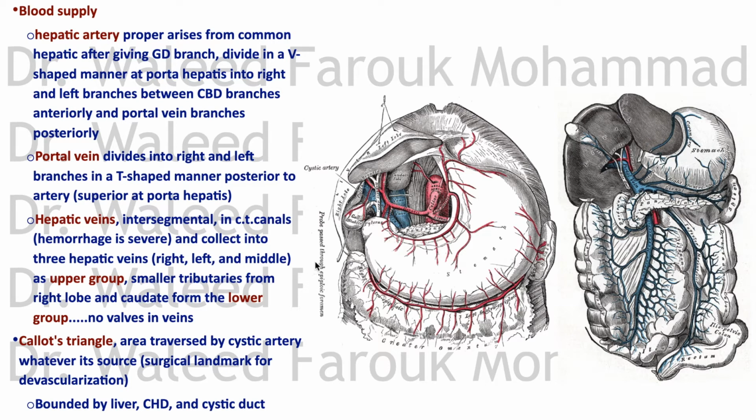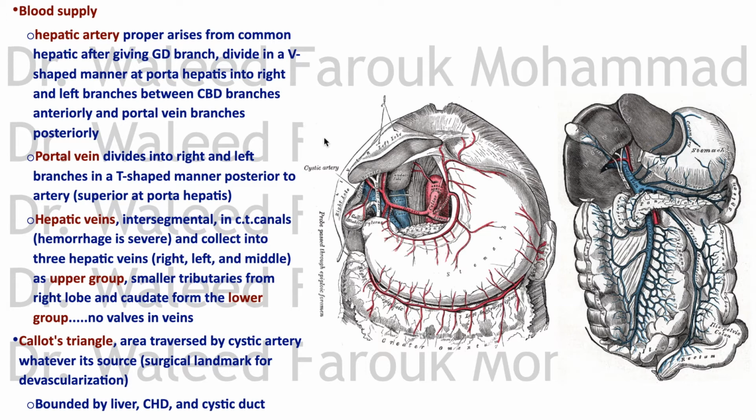This is called the inferior group of hepatic veins. The superior group of hepatic veins are three veins, right, left, and middle, and they all open into the inferior vena cava before it leaves the abdomen and enters the thorax through the vena cava opening in the diaphragm. So actually the last tributary of the inferior vena cava, you can consider it as the hepatic veins.